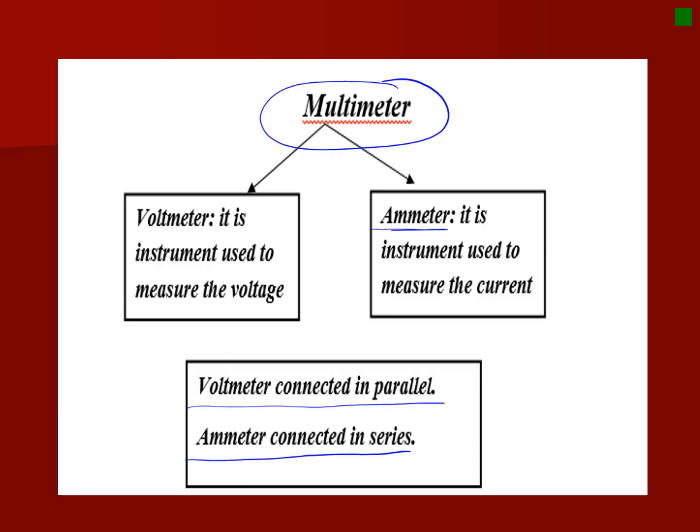Multimeter. Multimeter is an instrument used to measure the voltage, the current, etc. To measure the voltage, we use it as a voltmeter. To measure the current, we use it as an ammeter. Voltmeter is connected in parallel, while ammeter is connected in series.